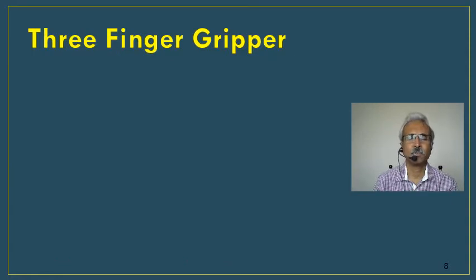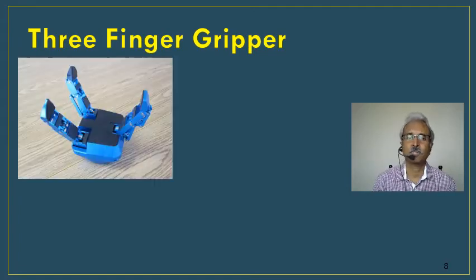So next is about the 3 finger gripper. Earlier we saw grippers which had only 2 fingers, and in most of the cases 2 fingers will be sufficient to hold an object. In some cases where you have odd shaped objects, 2 fingers may not be able to effectively grip or grasp it, so it's better to have 3 fingers so that you can grip odd shaped objects also.